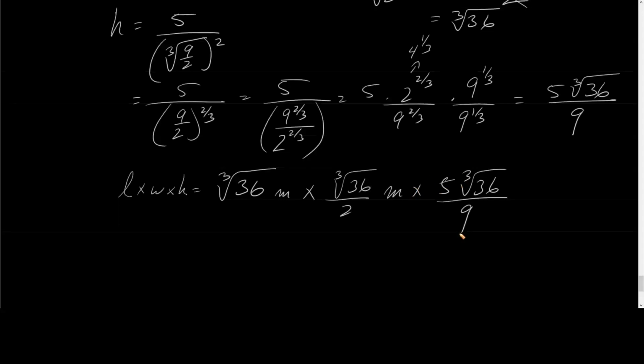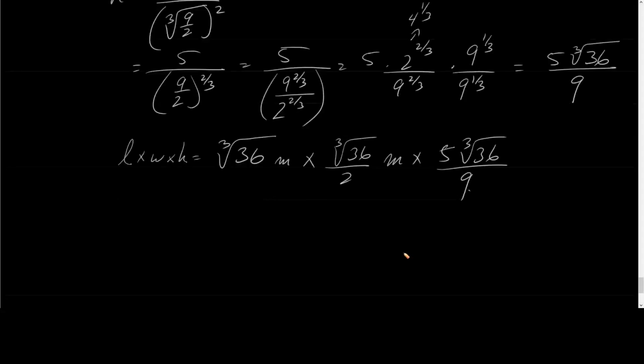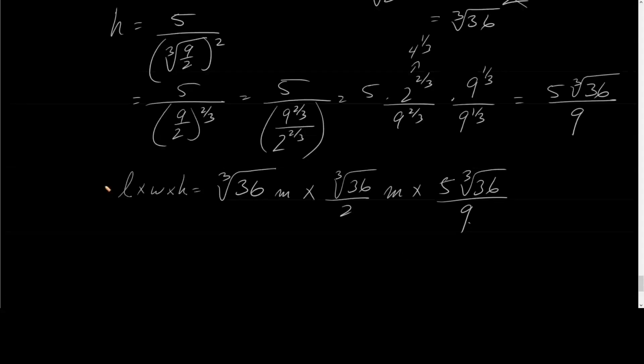All right. And in here, if you actually do multiply these out, you would see that you get exactly 10 cubic feet. The cube root of 36 times the cube root of 36 times the cube root of 36 is just 36. 2 times 9 is 18. 36 over 18 is 2. 2 times 5 is 10. All right. Now, that's actually the answer to this question, right?